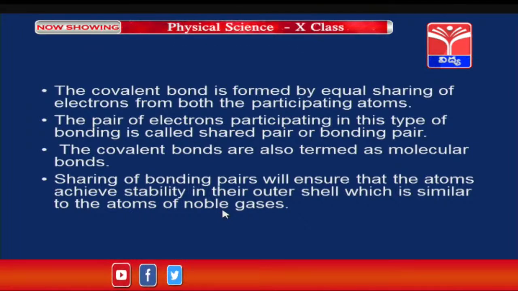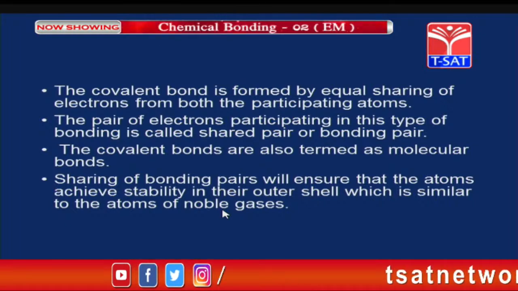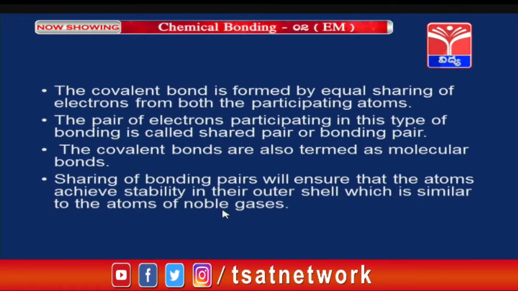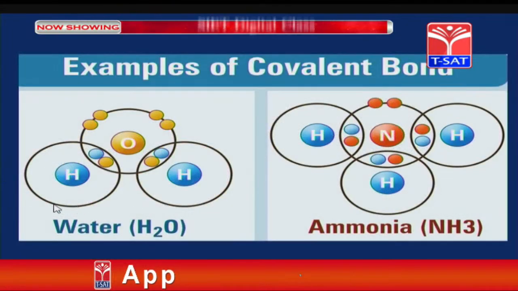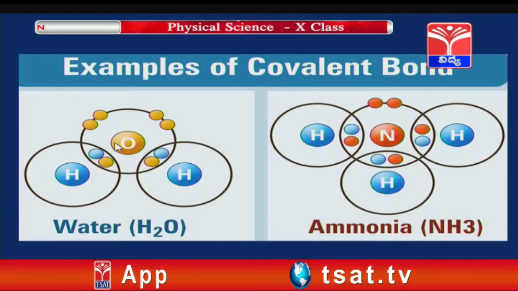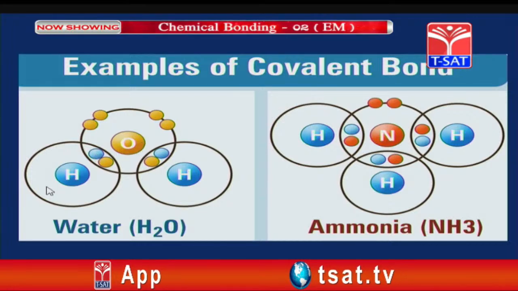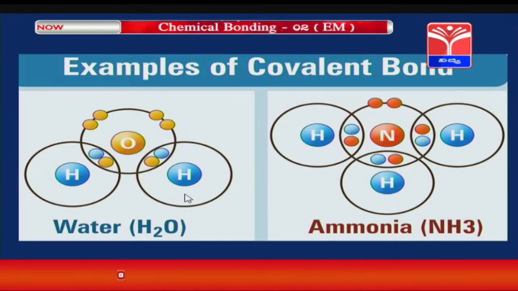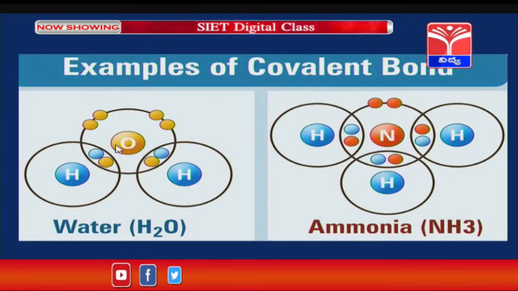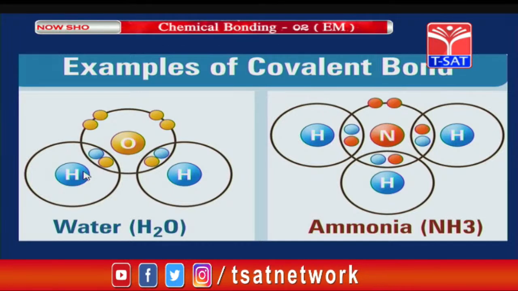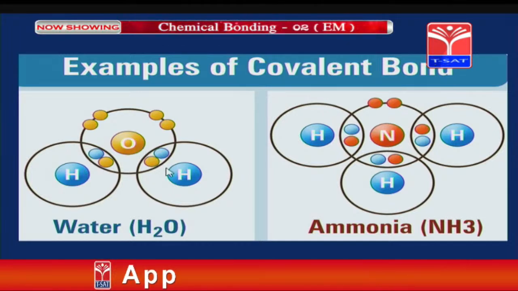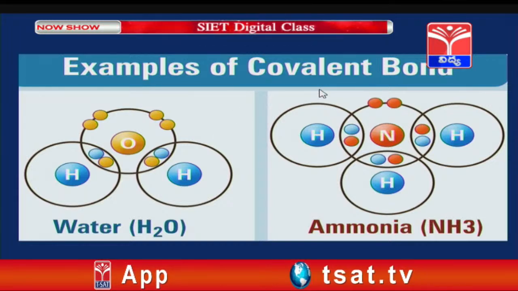To attain octet configuration, that means having 8 electrons in the valence shell, that is similar to that of noble gases. So, some examples are water. Here you can see that a water molecule is made up of one oxygen atom and 2 hydrogen atoms. Here oxygen and hydrogen have shared one pair of electrons. So, the type of bond which is formed between oxygen and hydrogen is covalent bond.